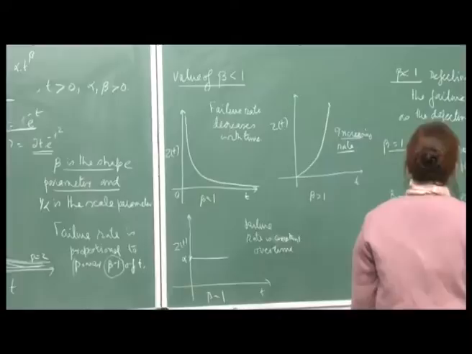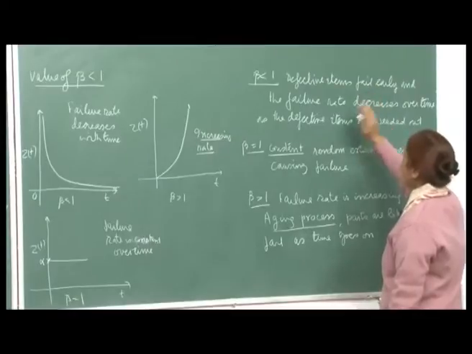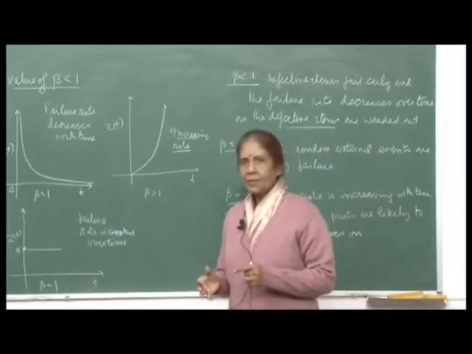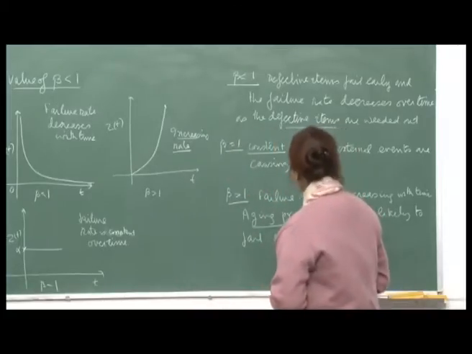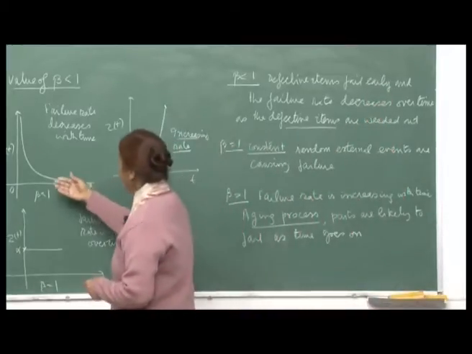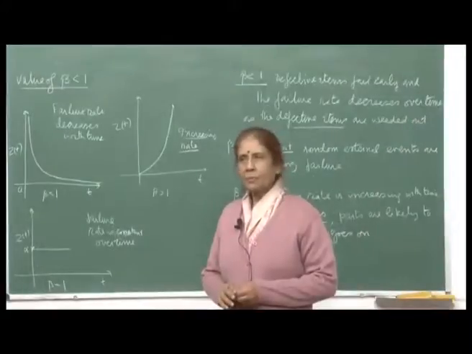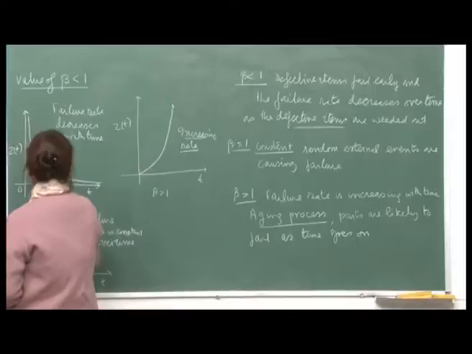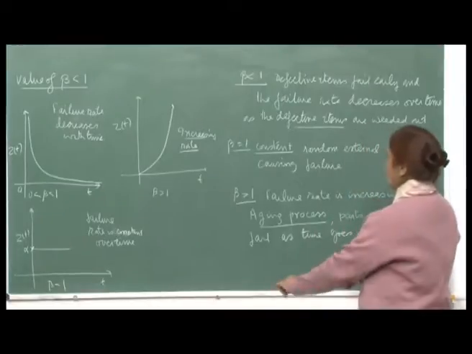Now, failure rate decreases with time, that means, essentially defective items fail early, and the failure rate decreases over time as the defective items have been weeded out from the population. So, all defective items fail early, and therefore, as time progresses, your failure rate will decrease. This is the situation that gets modeled by putting beta less than 1, all values of beta between 0 and 1. And beta equal to 1 we have already discussed thoroughly.